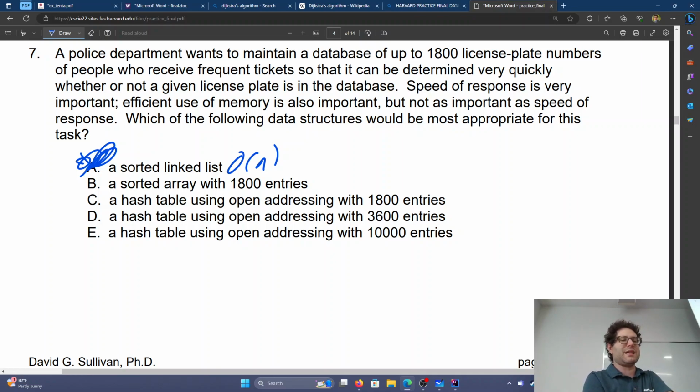A sorted array with 1,800 entries. That's about as space efficient as it gets, because you have 1,800 items and 1,800 spaces. No extra space used, no overhead like you would have in a linked list. And the runtime is better. For a sorted array, you can actually do a functional and working binary search.